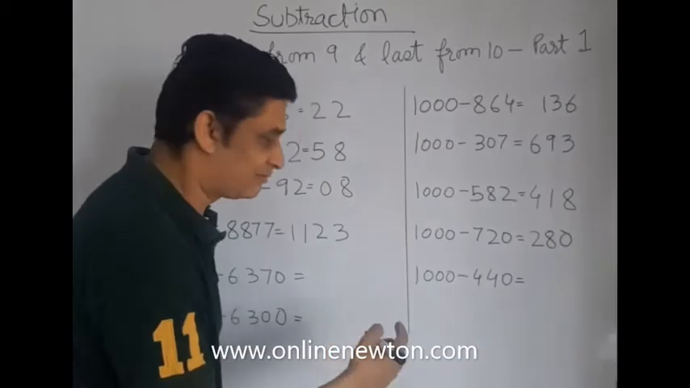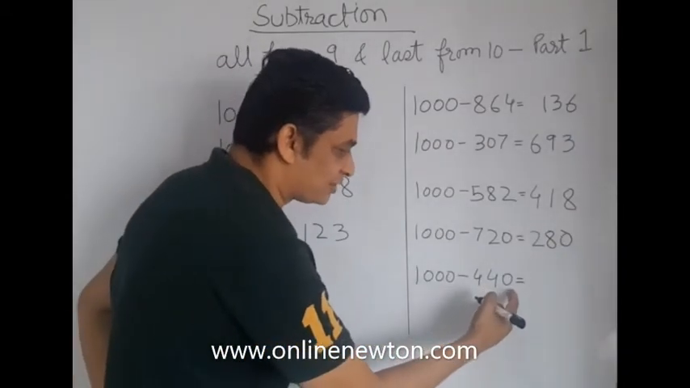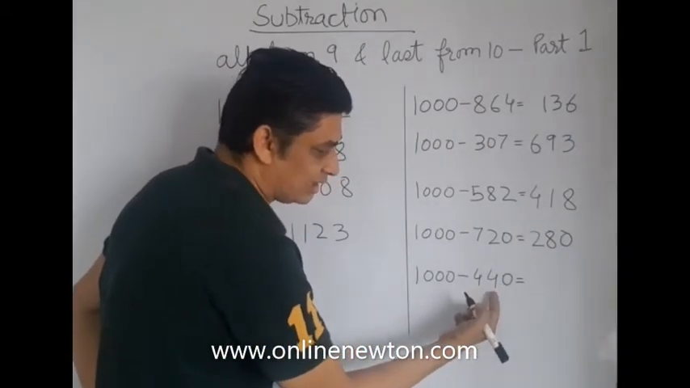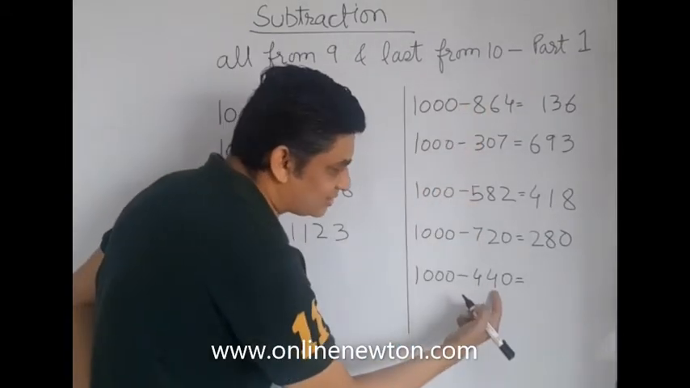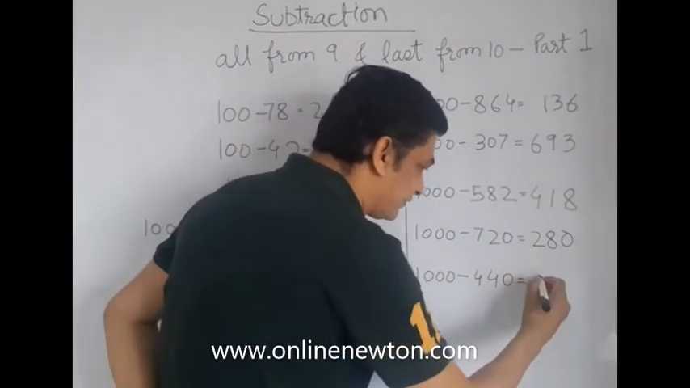We'll take up one more example. 1000 minus 440, there is a 0 here. So last from 10 will be applied to this 4. So 9 minus 4 is 5.